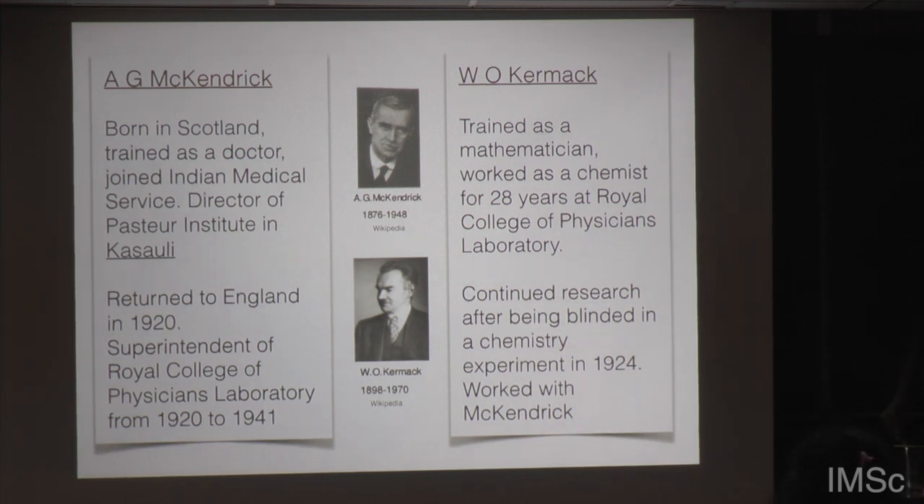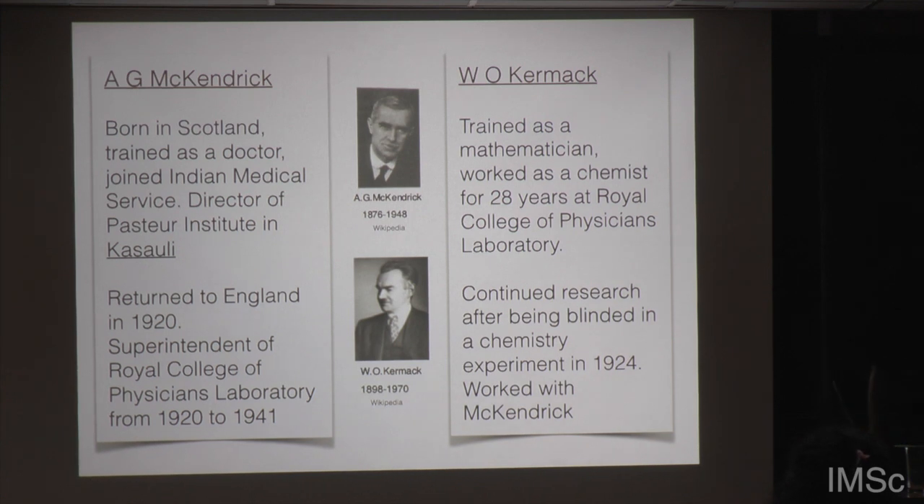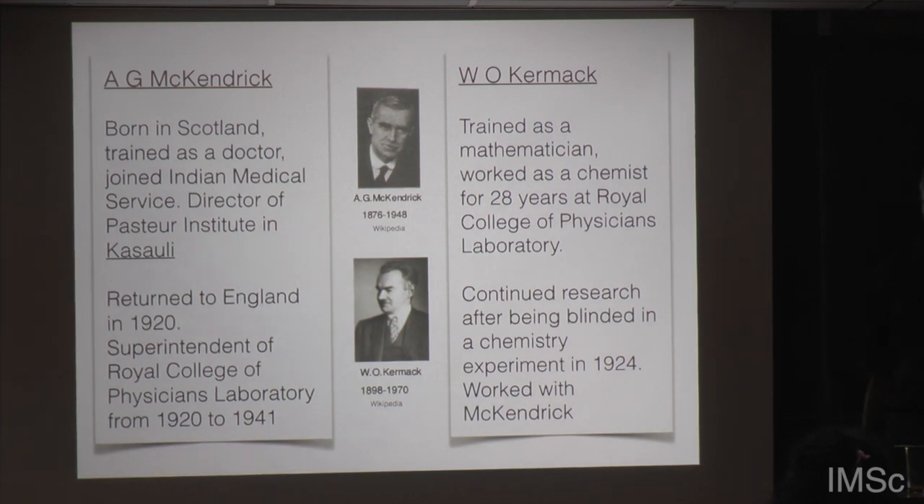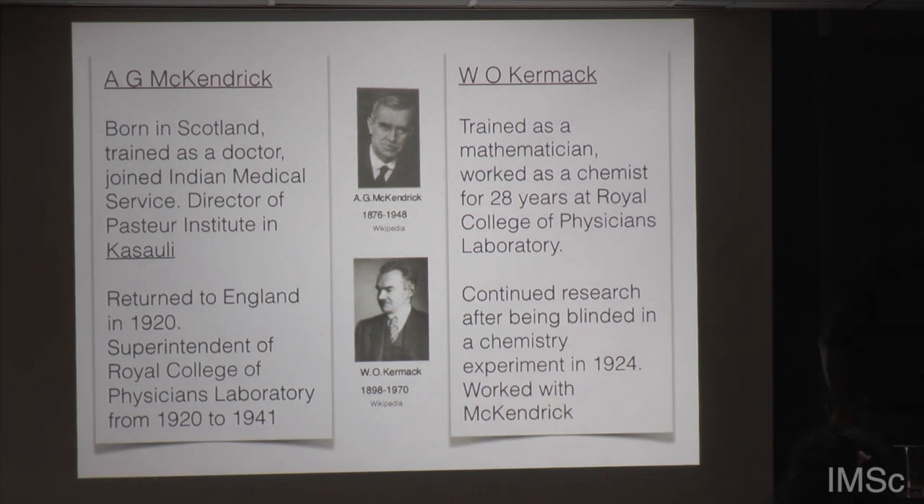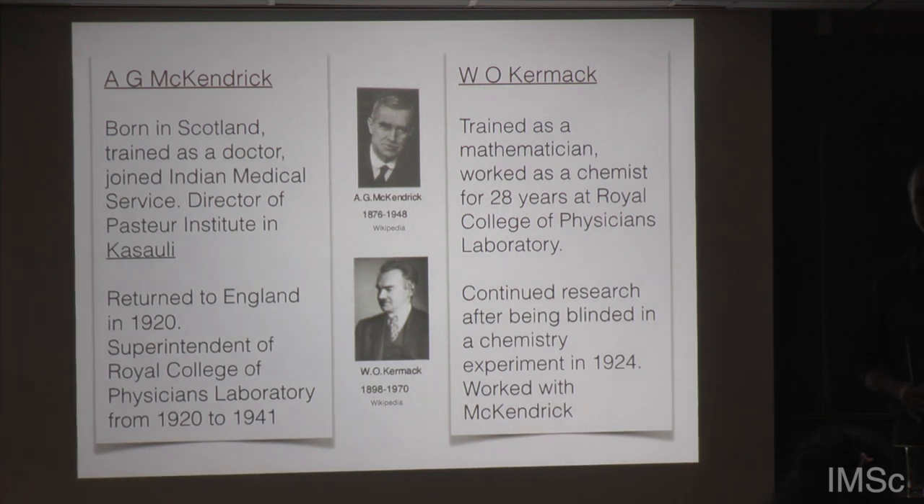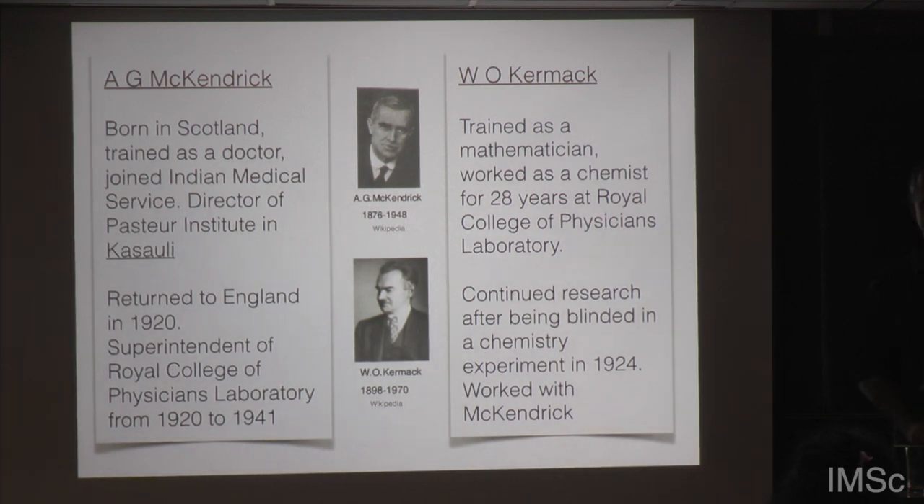The other person is called Cormac, and Cormac was trained as a mathematician, but got a job as a chemist. While working as a chemist in the same place in the Royal College of Physicians Laboratory, he had an accident that blinded him. As you know, for a chemist to be blind is almost completely career-ending condition. But Cormac had the advantage that he was an extremely natural mathematician. He would work out everything in his head. He didn't even have to write on a piece of paper.